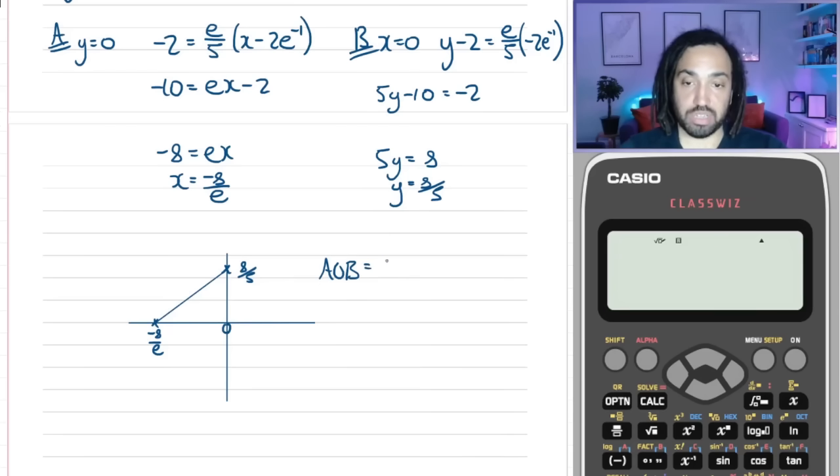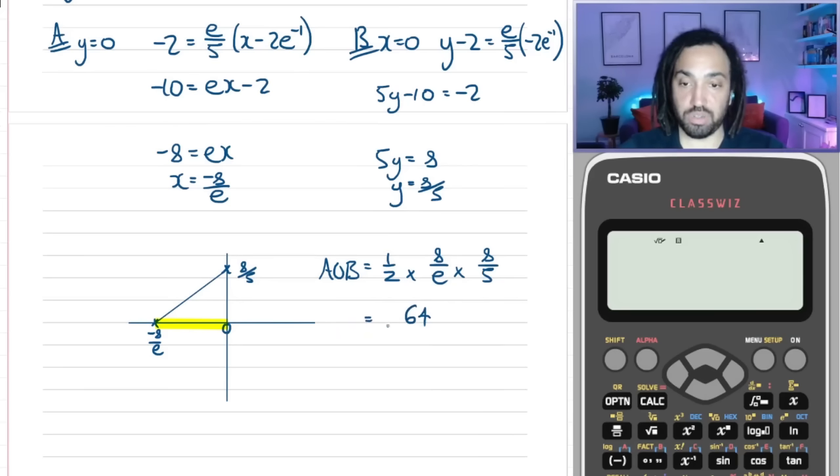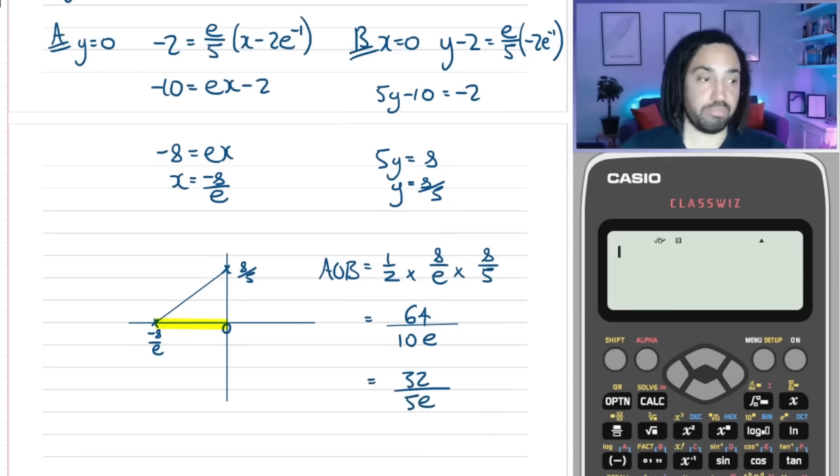So the area of that triangle is 1/2 times the base. So that distance there is, as distance always is positive, 8 over e. And the distance, or the height, is 8 over 5. Okay, so this gives us, on top, 8 times 8 is 64. On the bottom, we get 2 times 5 is 10, and then an e as well. And this can be simplified down to 32 over 5e.